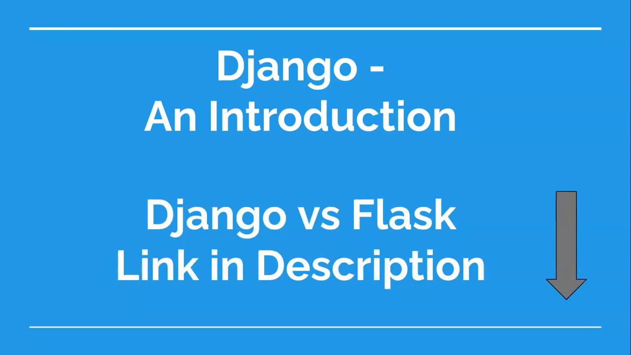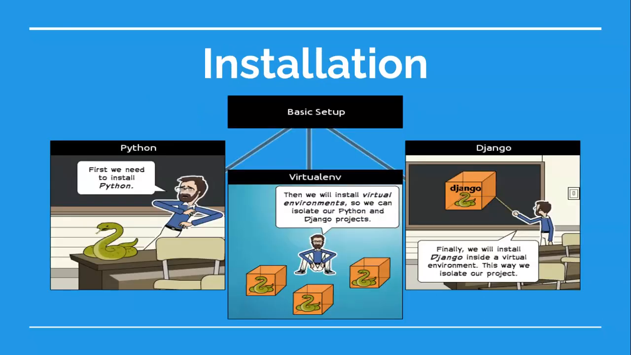Now, let's move on to the installation of the Django framework. The first thing we need to do is install some programs on our machine so we are able to start playing with Django. The basic setup consists of installing Python, virtualenv, and Django. Using virtual environments is not mandatory, but it's highly recommended. If you are just getting started, it's better to start with the right foot.